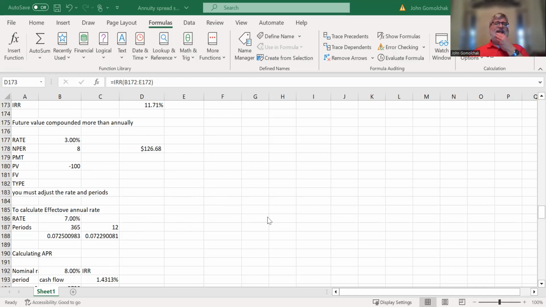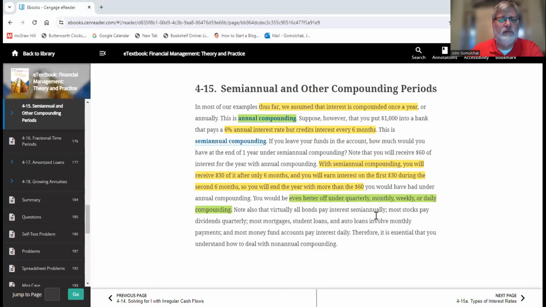All right, so now let's talk about getting back to what happens with compounding or discounting. One of the problems that we have is that in the world, everything's not done on an annual basis. All right, I'm going to go back to the book now, so I have the book going on here. Share the book. Okay, so semi-annual and other compounding periods.